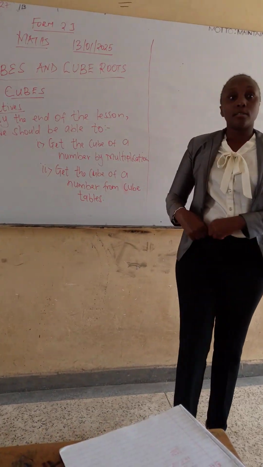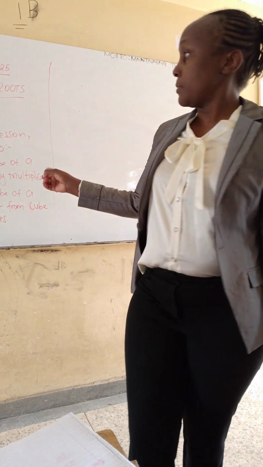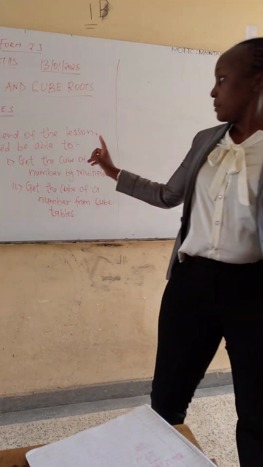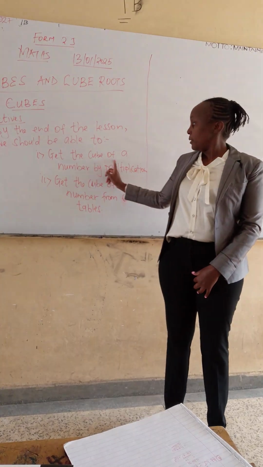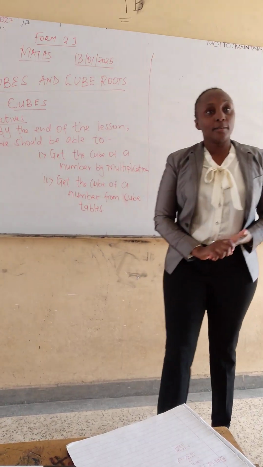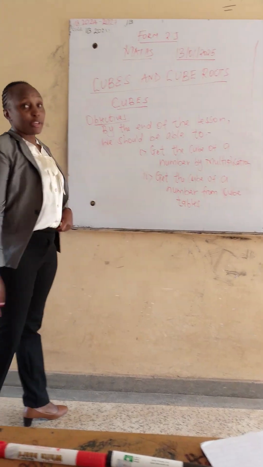Cubes. That's today's topic. By the end of the lesson, we have objectives that we need to meet. You, as a student, should be able to get the cube of a number by multiplication. Secondly, you should be able to get the cube of a number from the cube tables.